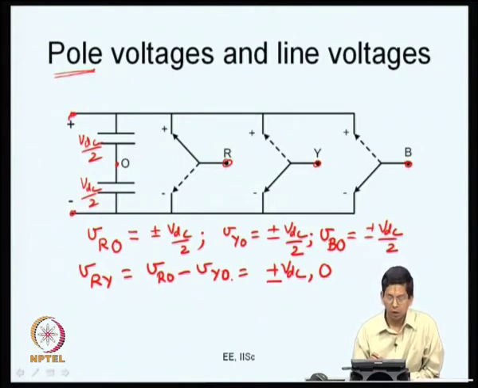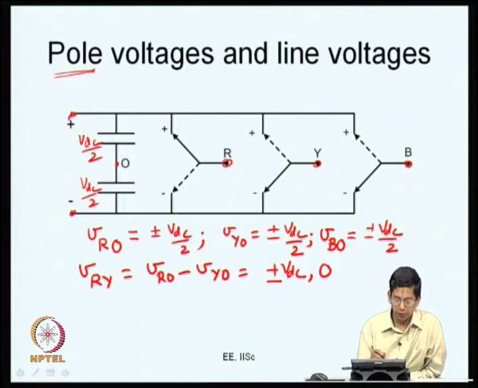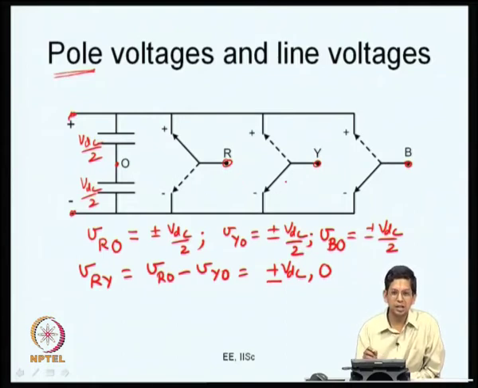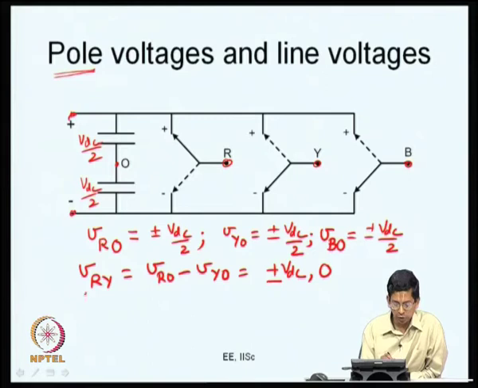Now, you have the pole voltage. If the pole is connected to the top throw, it is plus VDC by 2. If it is connected to the bottom throw, it is minus VDC by 2. You do not have any redundancy there. Whereas, if you look at the line voltage, you start finding one redundancy. For plus VDC, there is no redundancy: R top has to be connected and Y bottom has to be connected. Similarly, for minus VDC. But when you want VRY equal to 0, you are able to achieve it in 2 different ways: by connecting both the poles to the top throws or both the poles to the bottom throws. This redundancy will be exploited later on, as we will see. Similar definitions are possible for VYB and VBR, as I mentioned before.